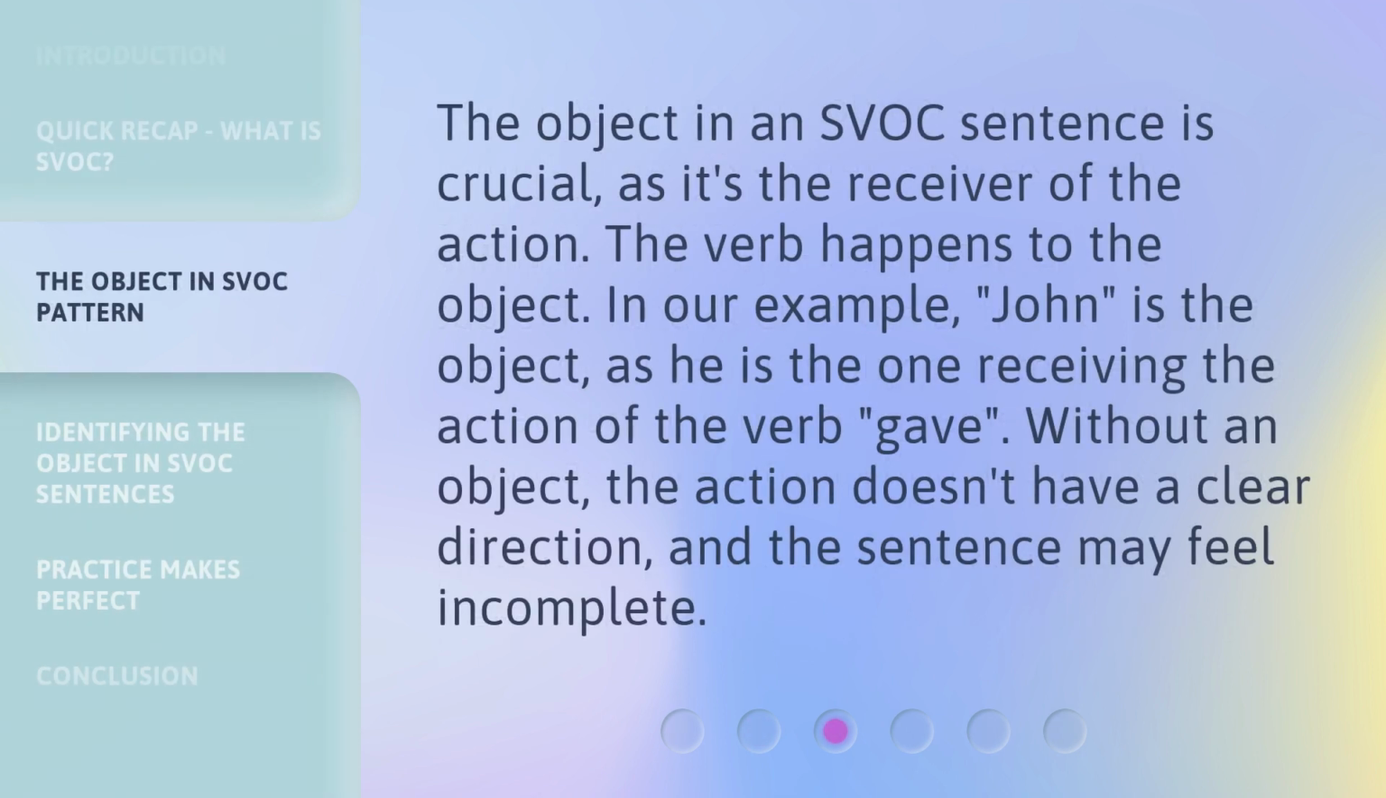The object in an SVOC sentence is crucial, as it's the receiver of the action. The verb happens to the object. In our example, John is the object, as he is the one receiving the action of the verb, gave. Without an object, the action doesn't have a clear direction, and the sentence may feel incomplete.